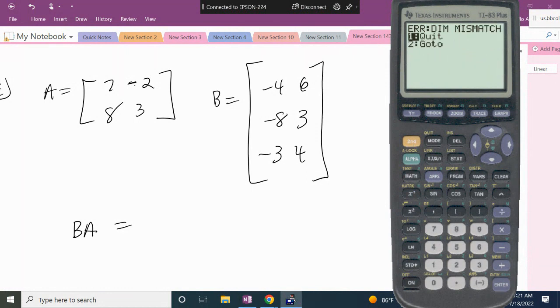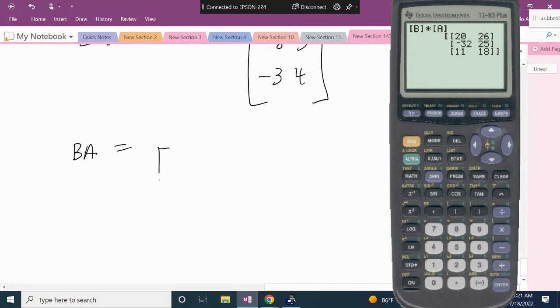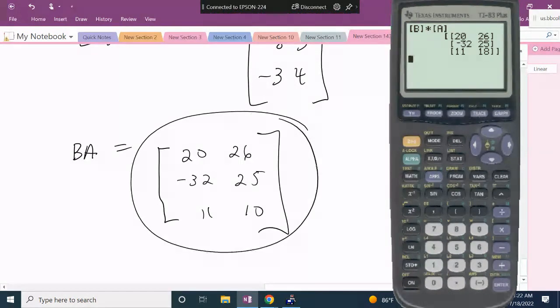So that's why when I put in A times B, I get this dim mismatch. That just means dimension mismatch. But if I were to put in B times A, right, I get a result. All right, so B times A gives us 20, 26, -32, 25, 11, and 10.